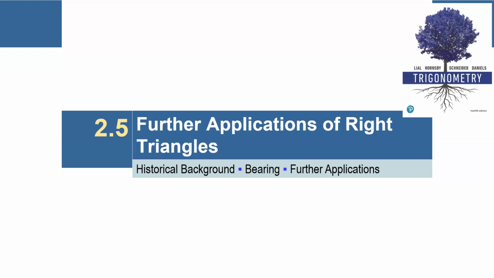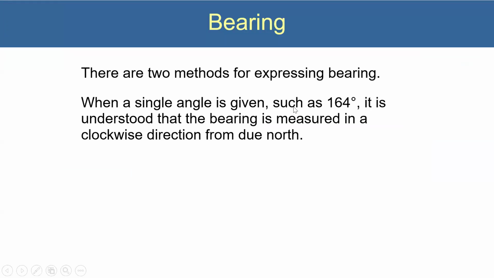All right. Our last section, 2.5, further applications of right triangles, aka more word problems. All right, so we're going to be talking about what are called bearings. There are two methods for expressing bearings.